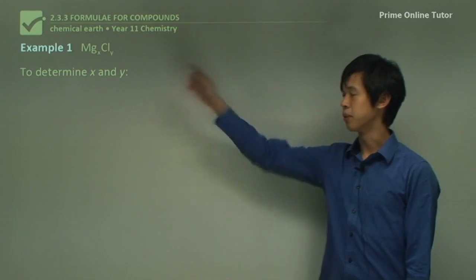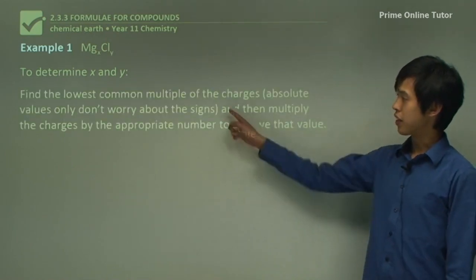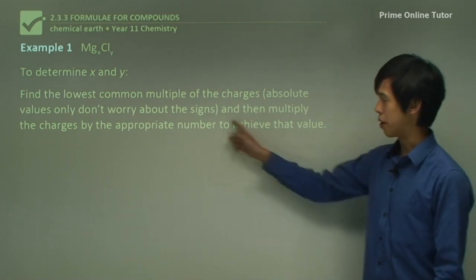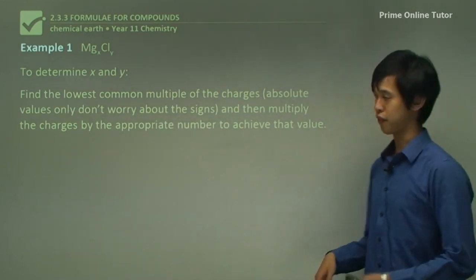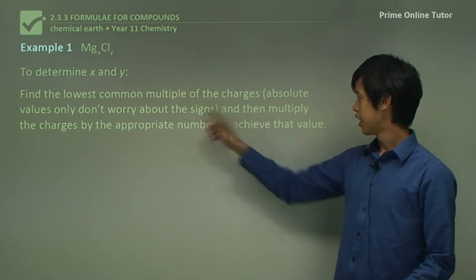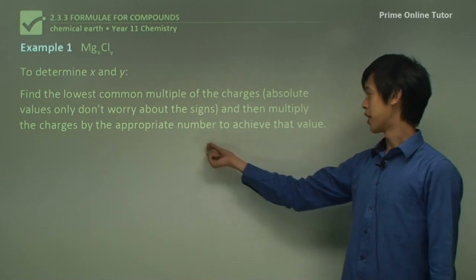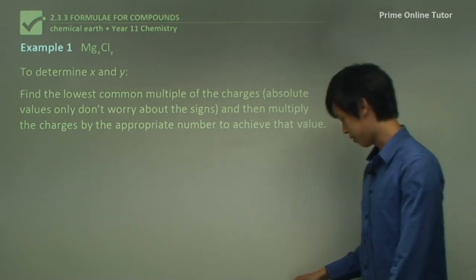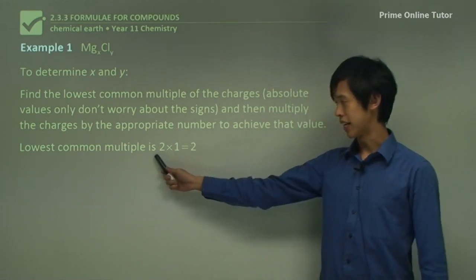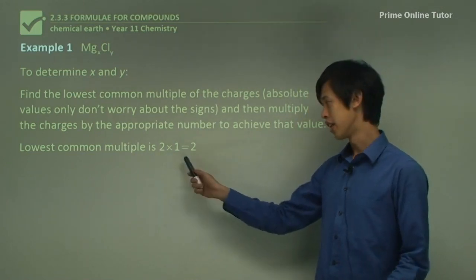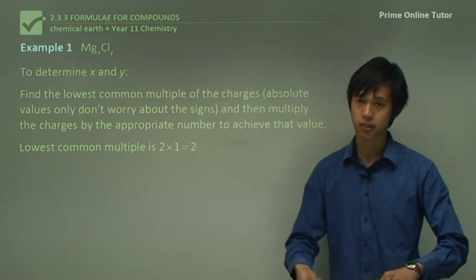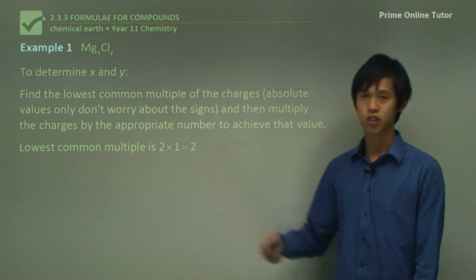Okay, so to work out X and Y, we find the lowest common multiple of the charges in terms of absolute value. So don't worry about the signs. So if, for instance, chlorine is -1, but we're just going to say 1 at this point. Okay. And then multiply the charges by the appropriate number to achieve that value. Okay, so the lowest common multiple, we had magnesium has a valency of 2, and chlorine has a valency of 1, or -1, but we're taking the absolute value, so it's just 1. And so the lowest common multiple is 2. Okay?